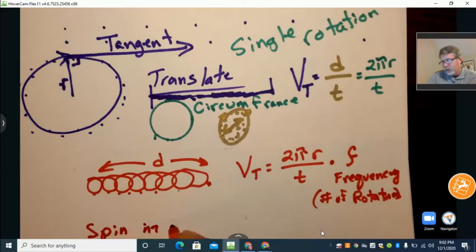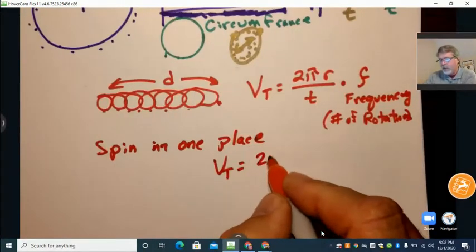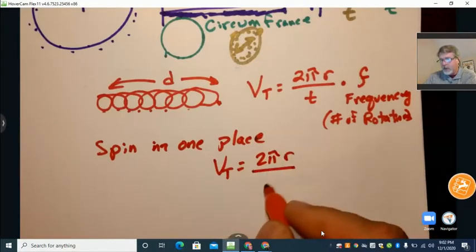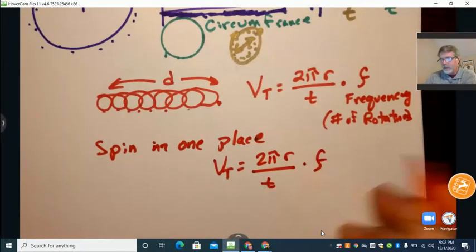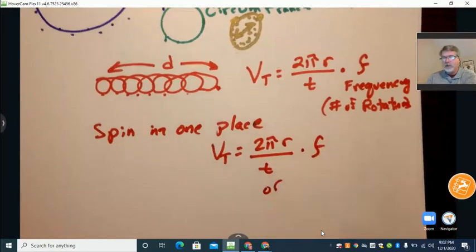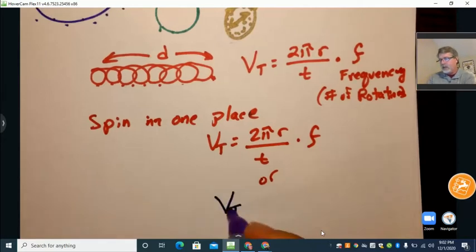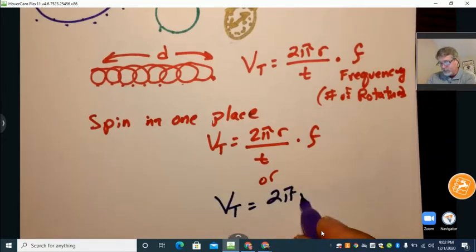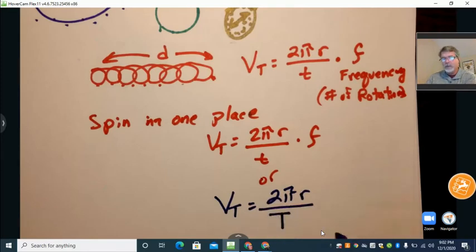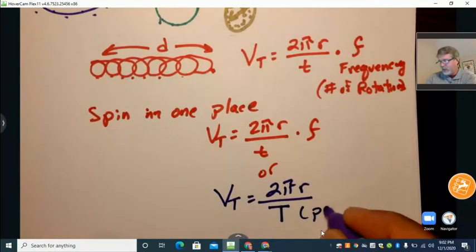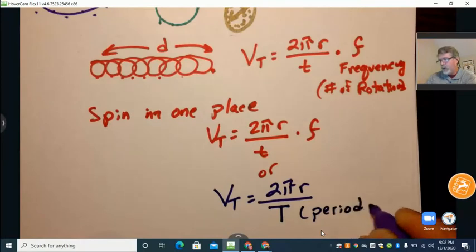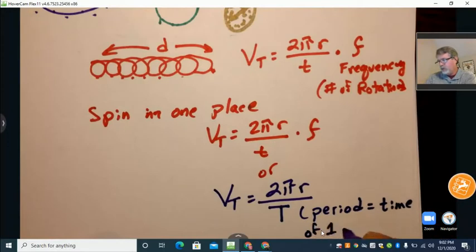in one place. And it would still be the tangential velocity: the velocity of any point of that object would still be the distance, or the circumference, divided by the time, times the frequency, the number of rotations. Or there is another way to write this expression. We could write the tangential velocity of an object as the circumference, distance, over capital T. Now capital T is the period, or time, of one rotation.